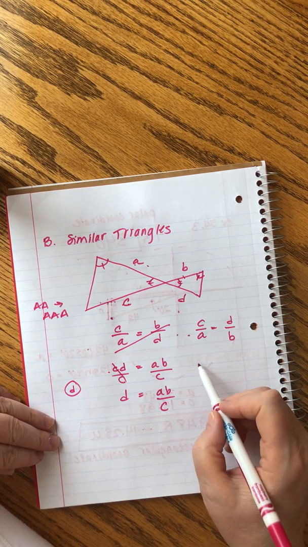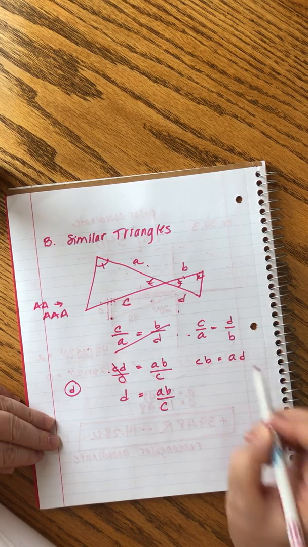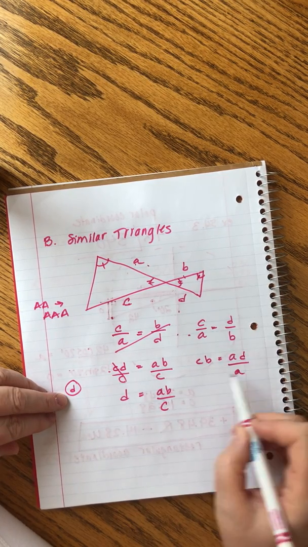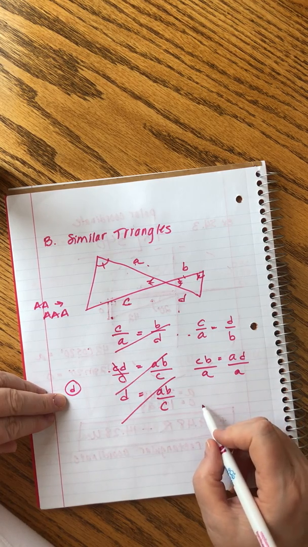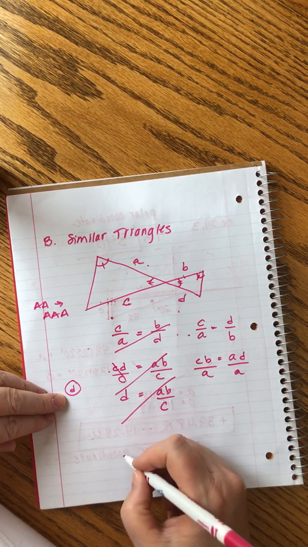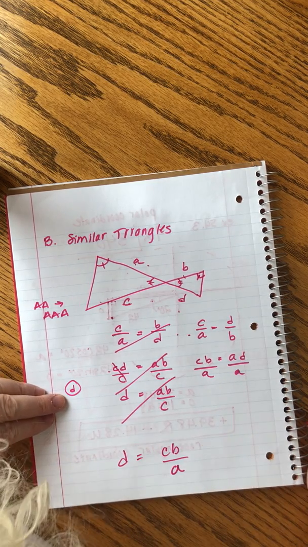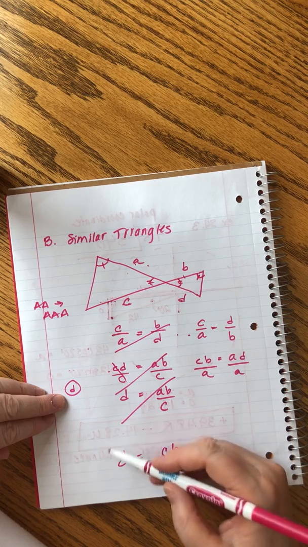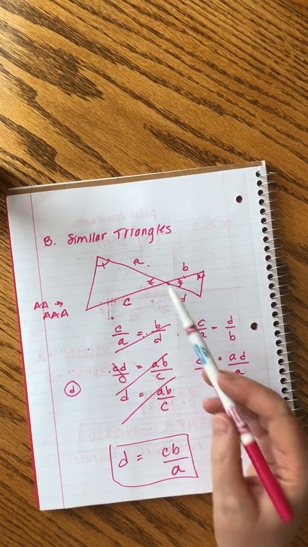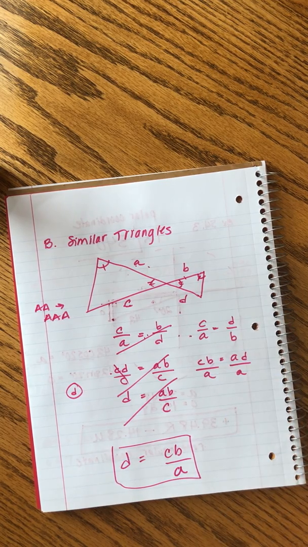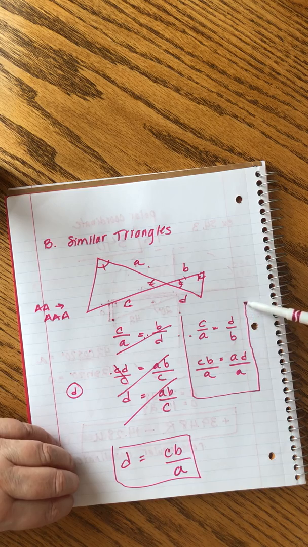And then when we cross multiply, we would have CB equals AD. And then when we solve for D, let me cross that out, we would have D equals CB over A. This is the correct answer. So I messed up here when I was setting up the proportions. So this is the right way. Thank you, John, for saving me.